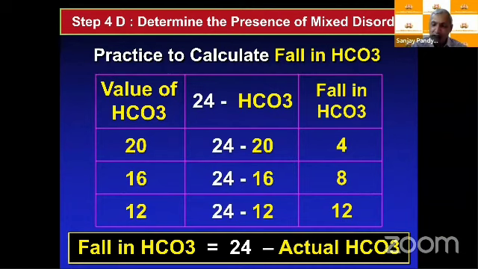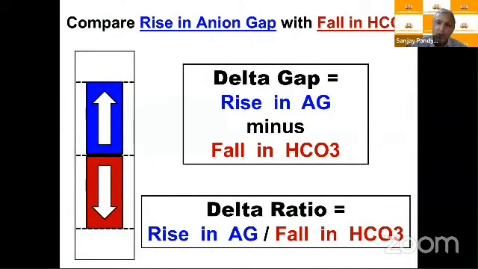It is something which is very, very important. So again, I will say that MOSSAD skill is compare rise in anion gap with fall in bicarbonate. In literature, it is also known as delta gap. It is also known as delta ratio. So whatever way you want to remember, but the way in which we are going to discuss is going to be very simple. So remember whatever best you feel.